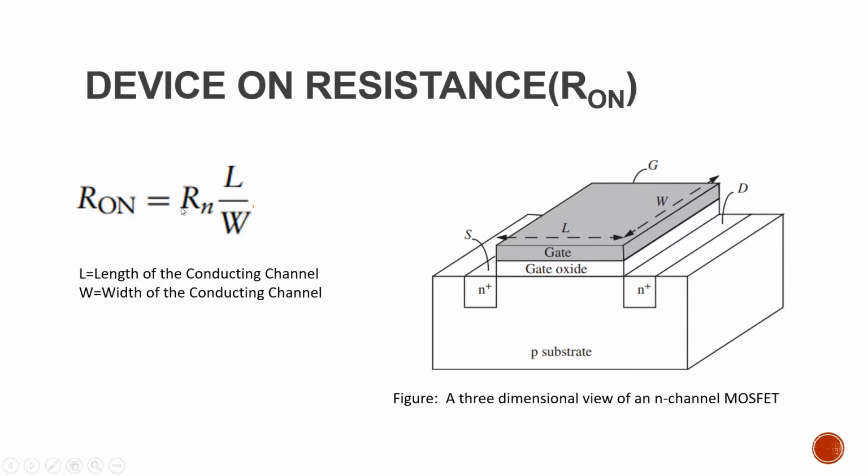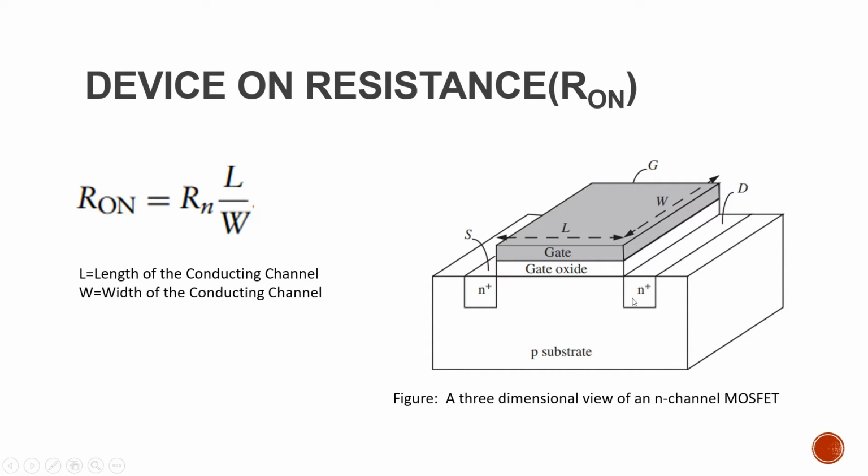Now, let me speak about the device on resistance. R on is Rn into L by W, where L is the length of the conducting channel and W is the width of the conducting channel. Most of the people remember length in a correct way only. That is, from source to the drain.